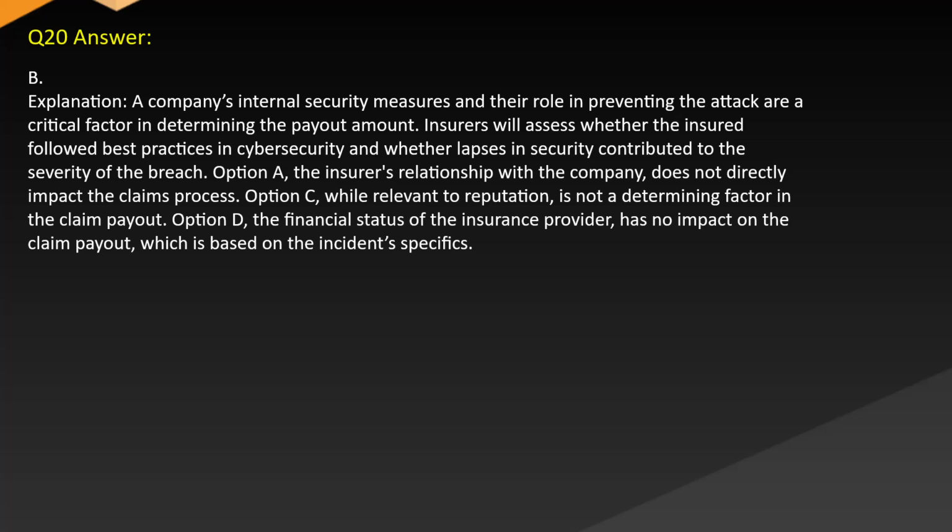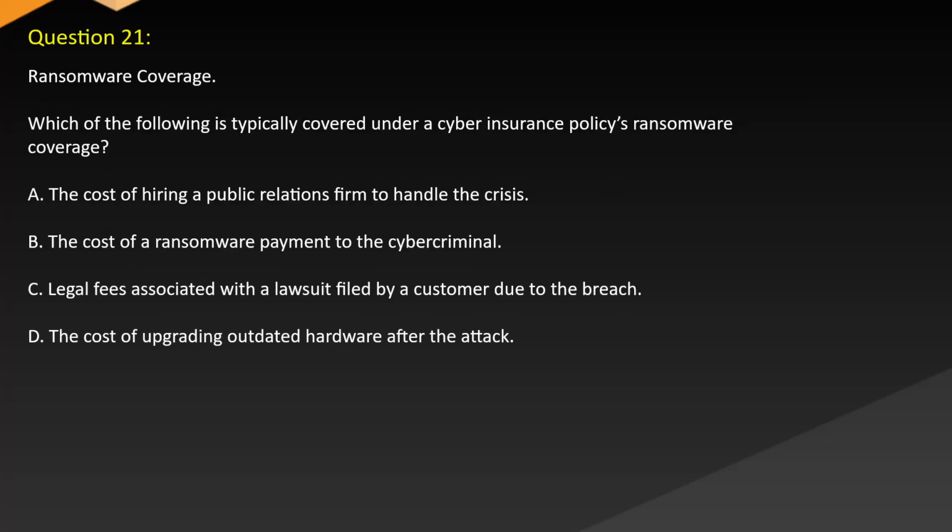Option A, the insurer's relationship with the company does not directly impact the claims process. Option C, while relevant to reputation, is not a determining factor in the claim payout. Option D, the financial status of the insurance provider has no impact on the claim payout, which is based on the incident specifics.